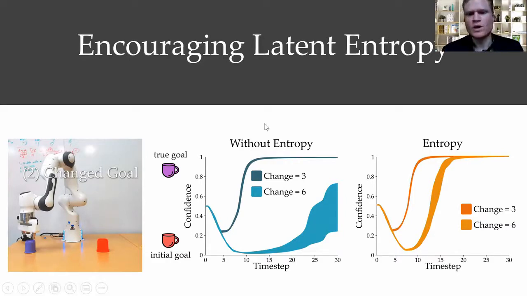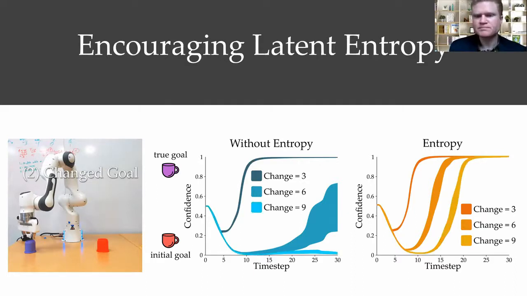Here you'll notice that without entropy, the robot becomes constrained to some region about this incorrect goal, and the human can't lead the robot away from that goal, no matter what they do. On the right, the simulated user is actually able to guide the robot away from the wrong goal and towards that correct goal, even though the robot is very confident that this red cup is the real goal that it should be reaching at the beginning of the task.